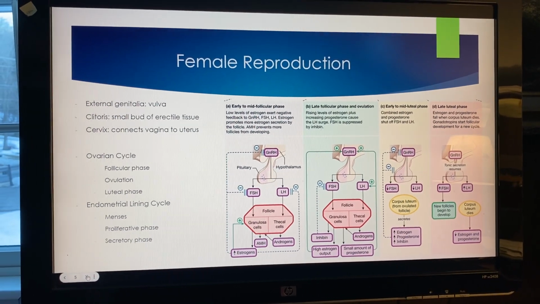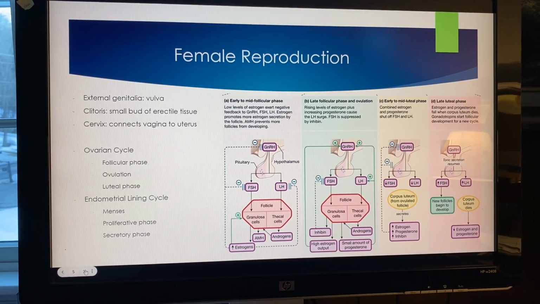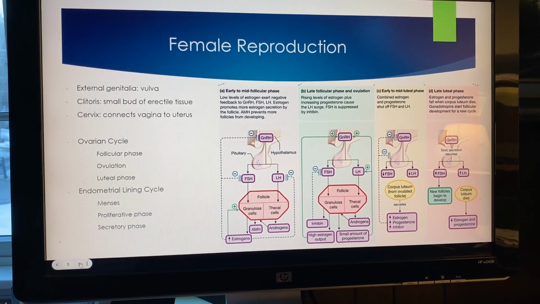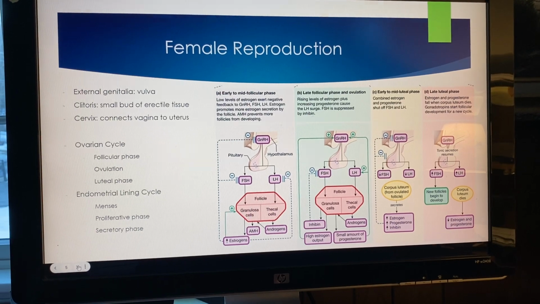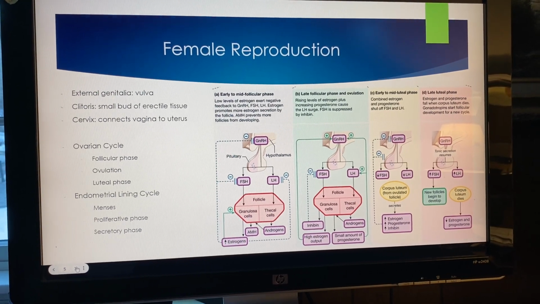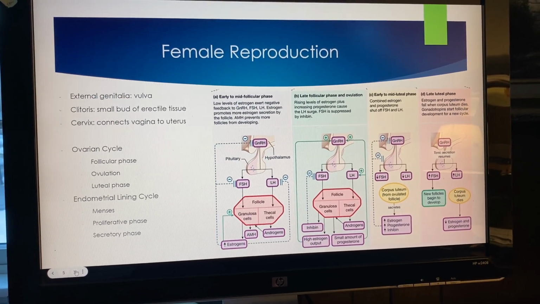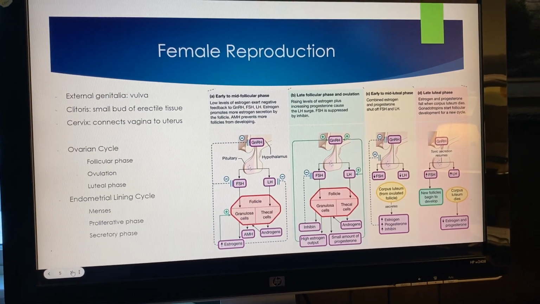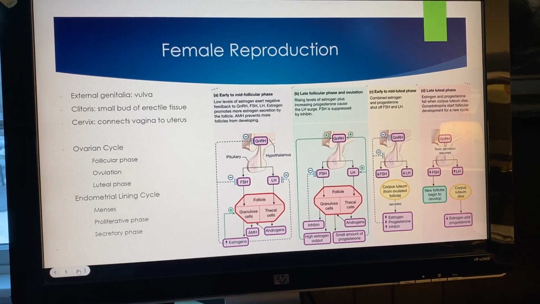Now we can move on to the female reproductive system. The external genitalia, in unison, represent the vulva. The clitoris is a small bud of erectile tissue. The cervix connects the vagina to the uterus, and sperm must travel through the cervix to get to the fallopian tubes in order to fertilize an egg.